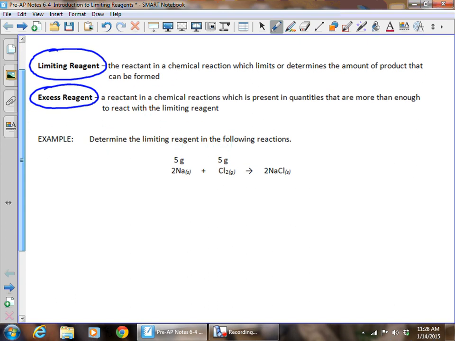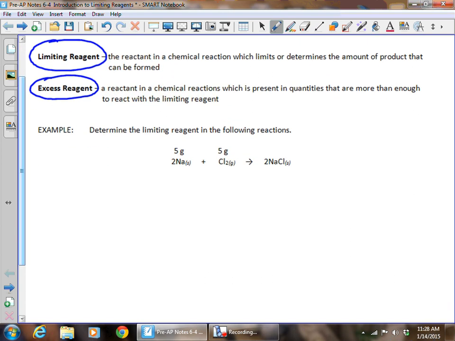And it's really easy to know that you're dealing with a limiting reagent because they're going to give you two values that you know. They're going to give you two knowns. In this case, they're telling you that you have 5 grams of sodium and 5 grams of chlorine. Eventually, we'll say, okay, with this information, tell us how much sodium chloride would form. But today, all we want to be able to do is to figure out which one, sodium or chlorine, is our limiting reagent.